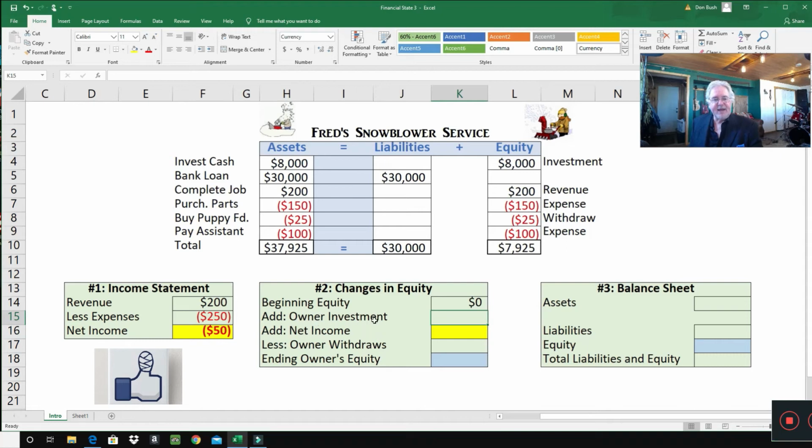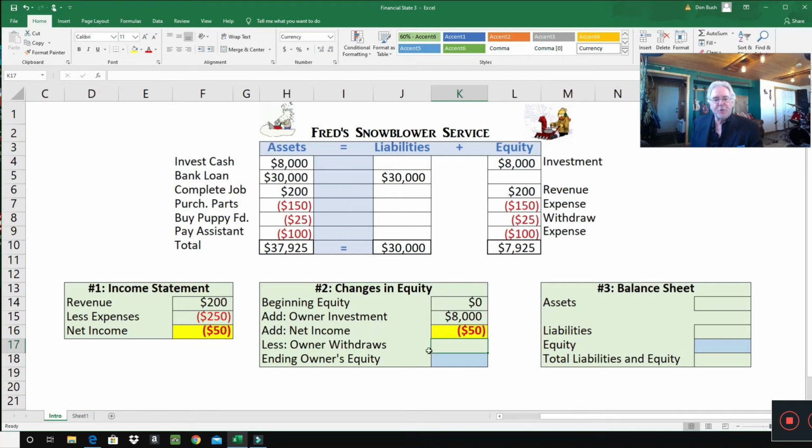Next, let's add any owner investments. Fred had an $8,000 investment, so let's put that in here, $8,000. And let's add the net income. Well, in this case, it's not a net income, it's a net loss, and it comes from the income statement. And that is why I highlighted it in yellow, so that way you can see these numbers are the same and where it comes from. We don't have to do any additional calculating.